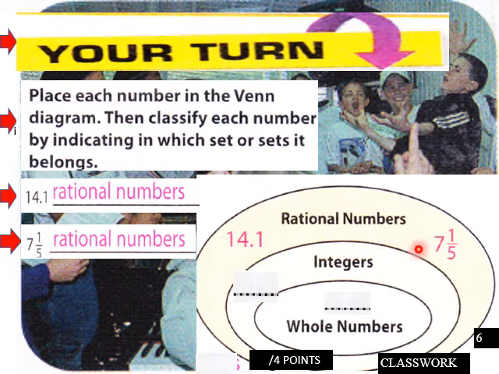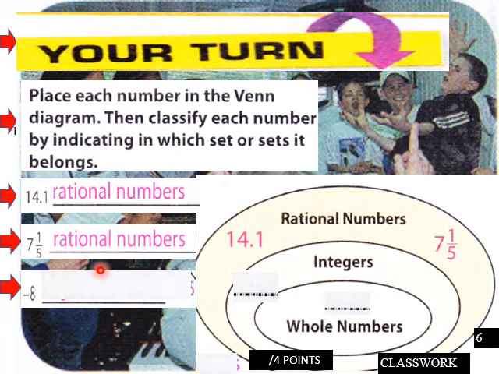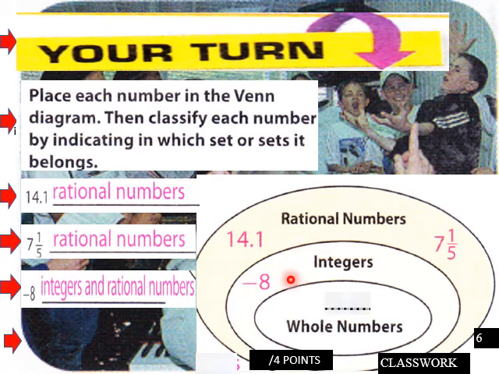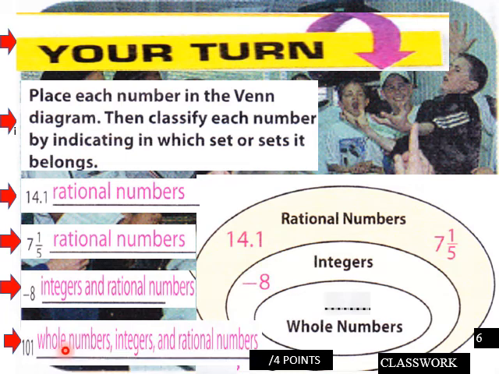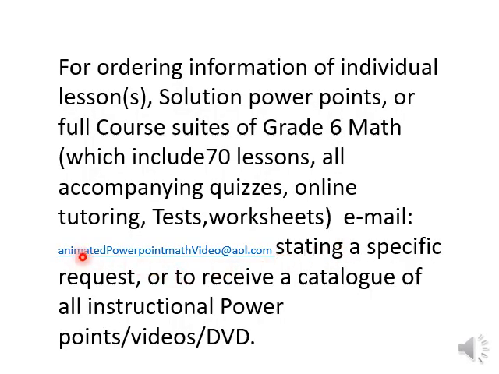It's not an integer and it's not a whole number, so if it's anything, it's got to be a rational within this Venn diagram. And then -8 would be integers and rationals, so it would be considered a negative integer, which is also a rational number. And then finally here, 101, that'd be a whole number, integer, and rational number, so it'll be all three. And that's your lesson for today.